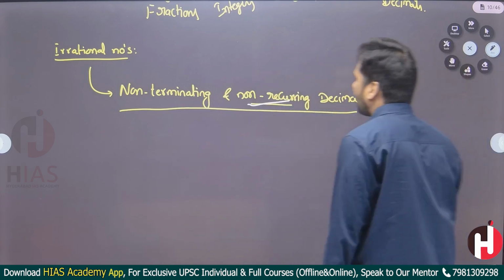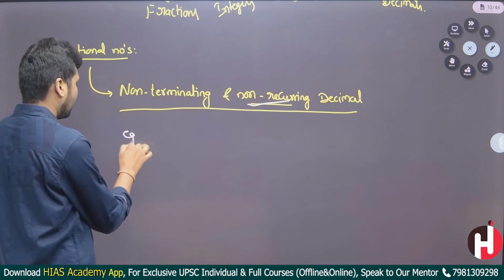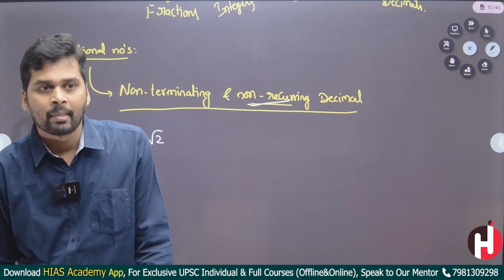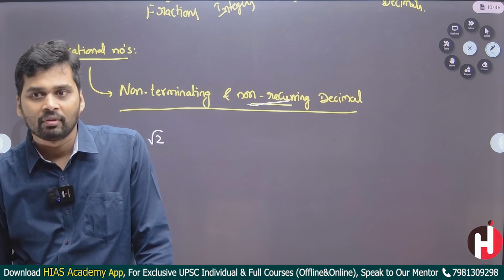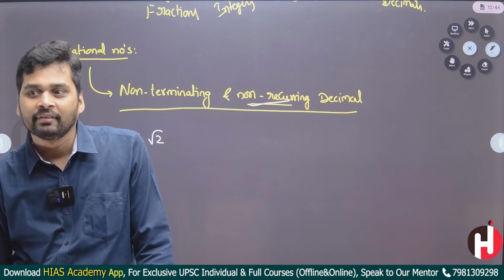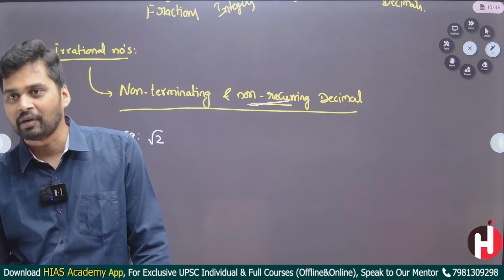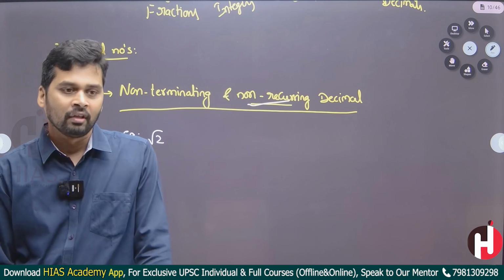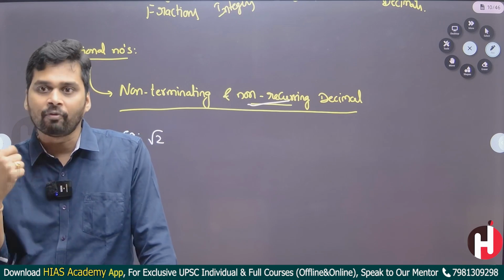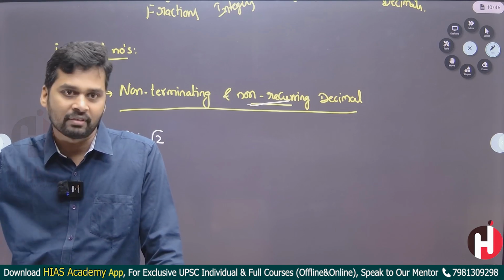We can directly remember the examples of these non-terminating and non-recurring decimals. For example, take root 2. What is the value of root 2? Approximately 1.414. That is a very approximate value. You can see it on your mobile; it will come endlessly, 1.414 and so on. It is non-terminating and, at the same time, non-recurring.